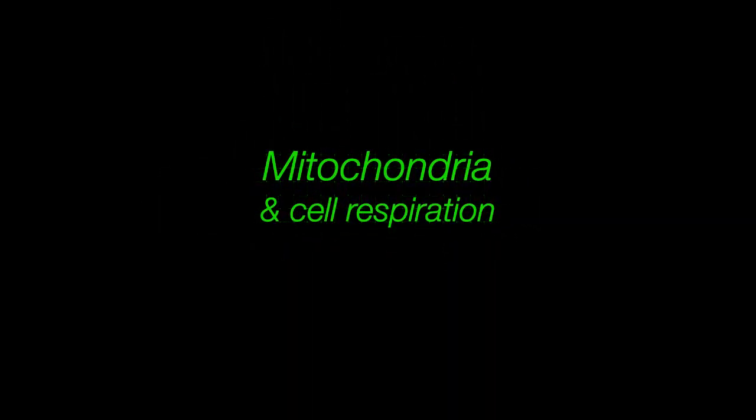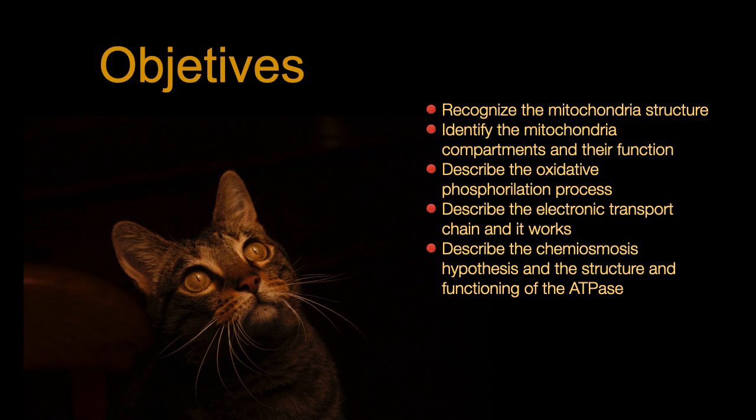Okay, let's see this interesting lecture about how cells breathe. By the end of this lecture, you'll know how a mitochondria looks, its structure, its different compartments, and what they are for. Also, you'll know the basics of the production of ATP, which is known as oxidative phosphorylation, and how this process is linked to the process of electron transportation that creates an electrochemical gradient of protons.